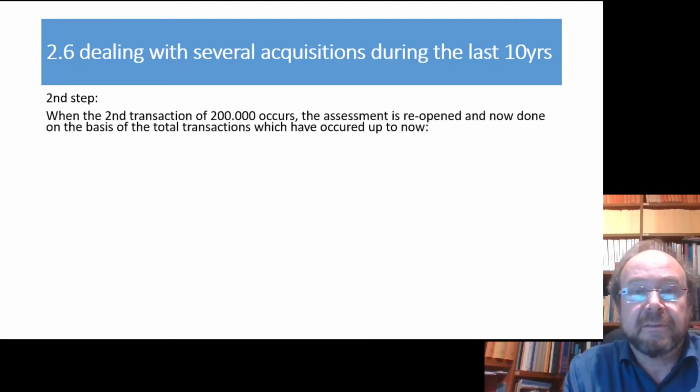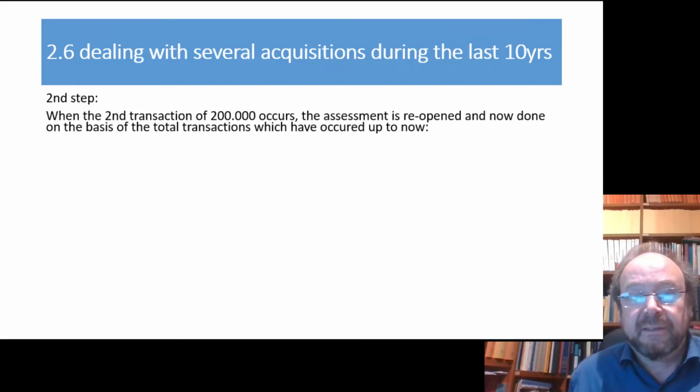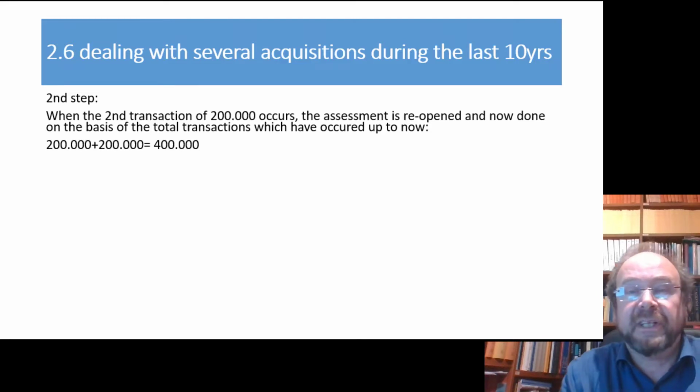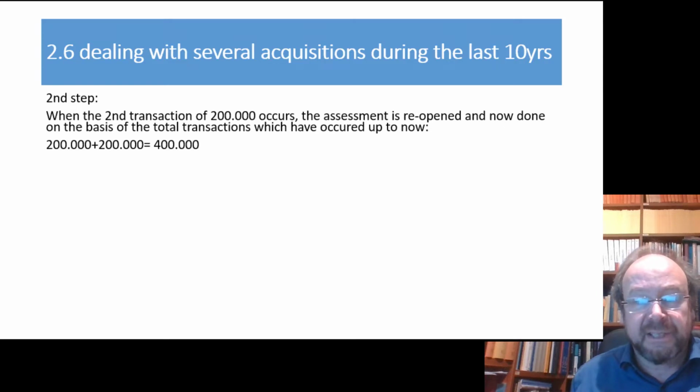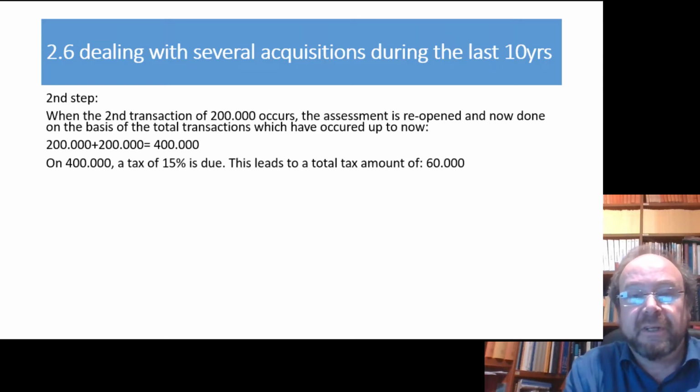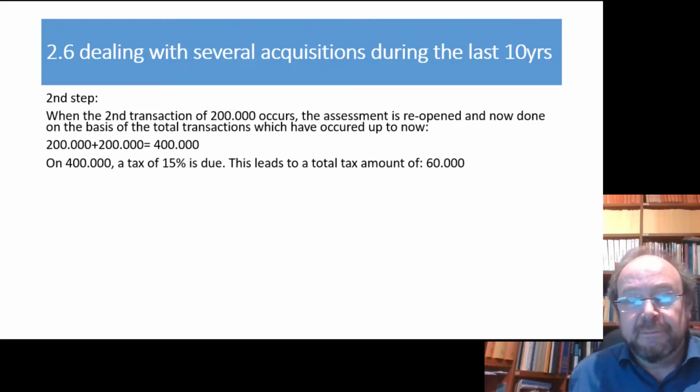Now, let's say one year later, the father again makes a donation of 200,000 to the son. Now the assessment is reopened and done anew. So we now have an overall donation of 200,000 plus 200,000, so 400,000. And again, we do it as if there are no personal allowances, to keep the example simple. Now, in this bracket, 15% is due. That leads to a total tax amount of 60,000, which must be paid for 400,000.